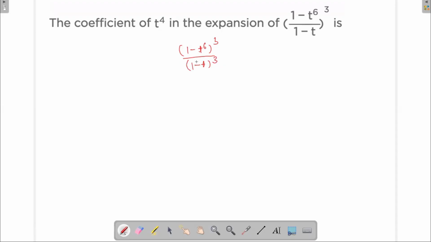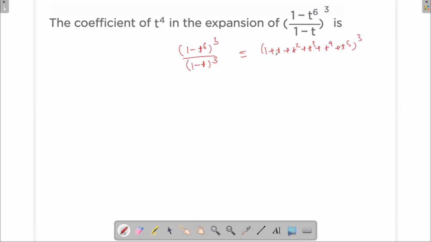Now, if you try thinking that can I divide this by 1 minus t, that may lead you to a different route. So you still try it. There is one thought that I'll divide 1 minus t raised to the power 6 by 1 minus t. When you divide it, what you will get is 1 plus t plus t square plus t cube plus t raised to the power 4 plus t raised to the power 5, and then whole raised to the power 3.